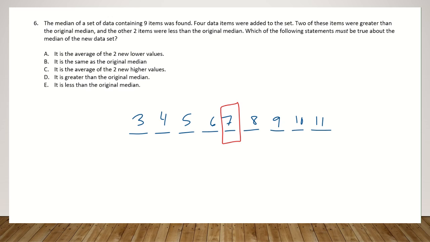And 2 are greater than the original median. That means they're going to go over here. 2 are less than the original median, which means they go over here. Okay, so what about the new median? Well, if you added 2 things up here and you added 2 things down there, your median that was original is still in the middle, right? That's still physically right in the middle, so it's the same as the original median.